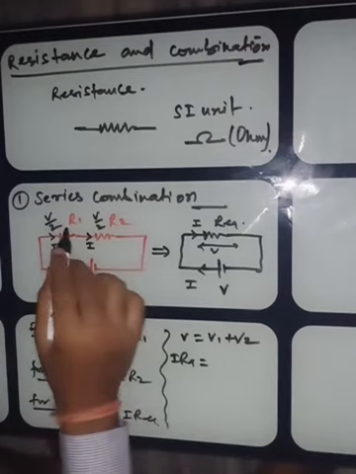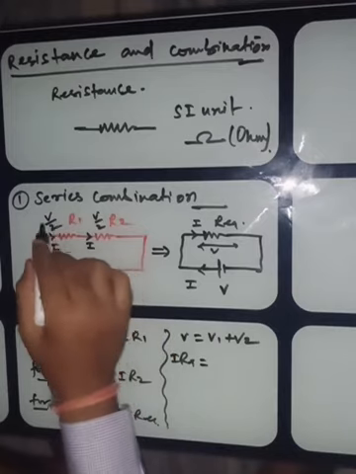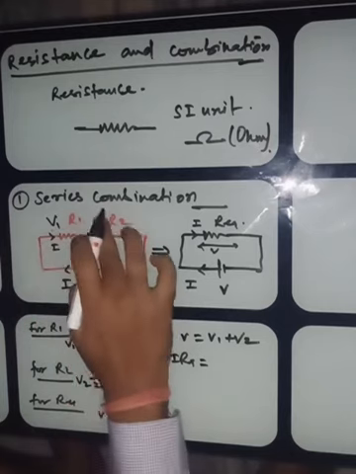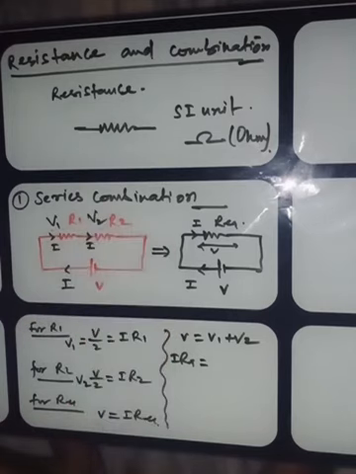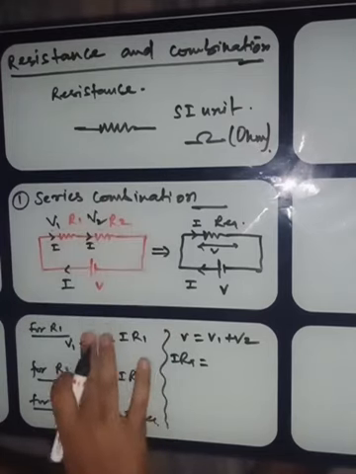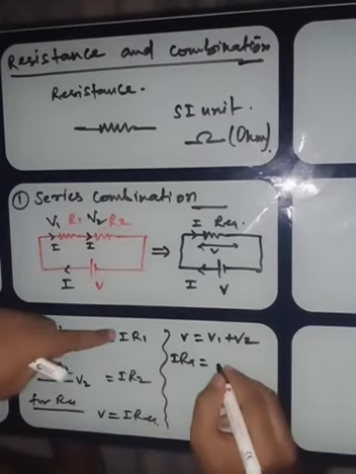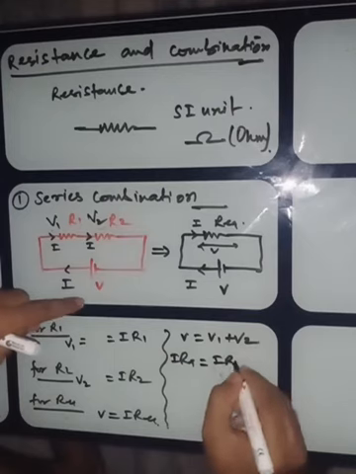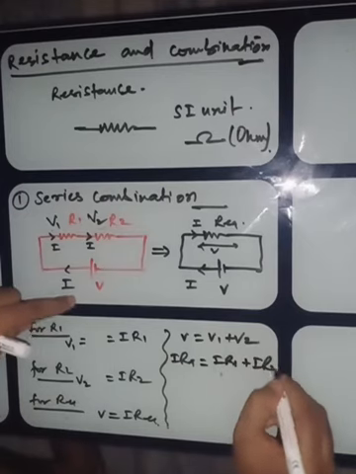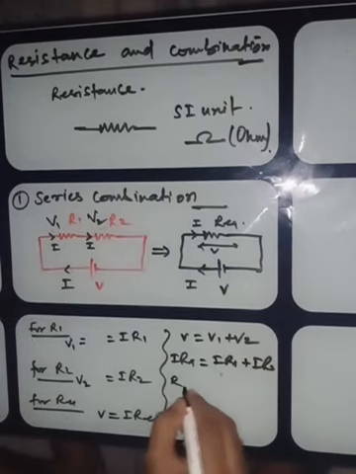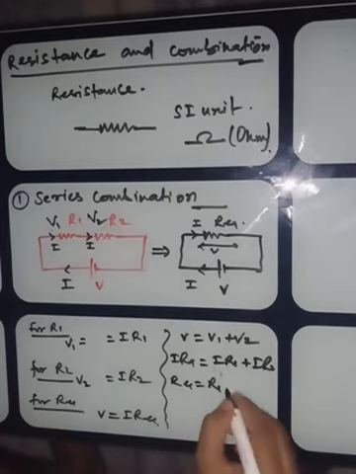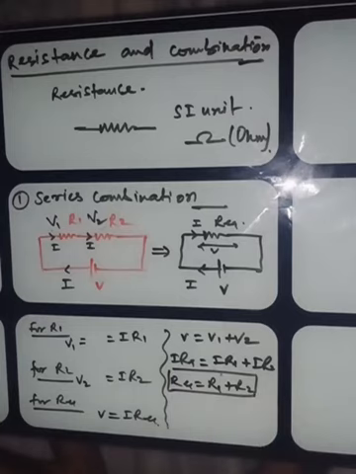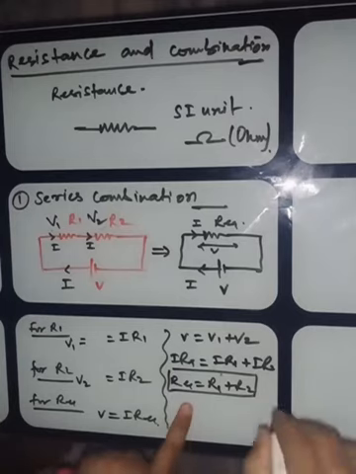Suppose both the resistors are not identical, then it is not necessary that the voltage will be V by 2 and V by 2. Suppose it is V1 and V2, then you can write V as IR1 plus IR2. I will be cancelled out and then R equivalent will be R1 plus R2.